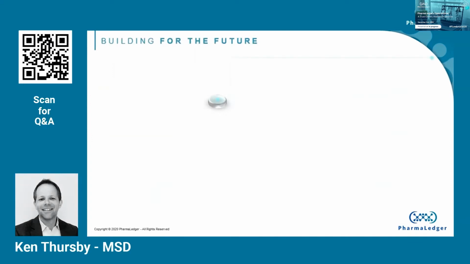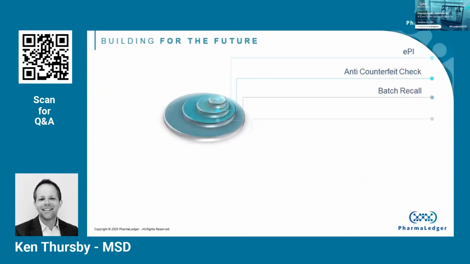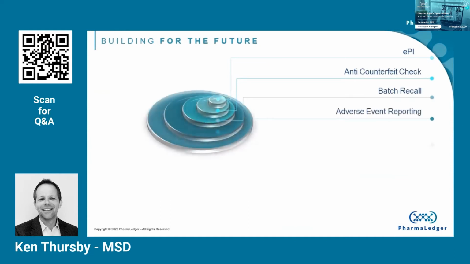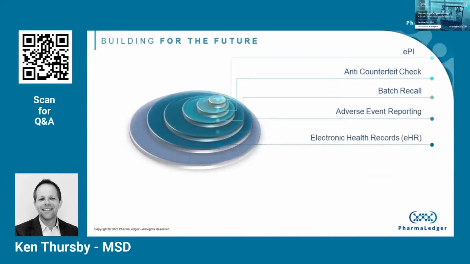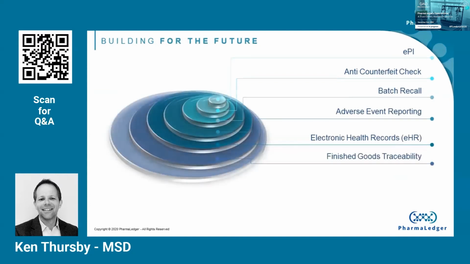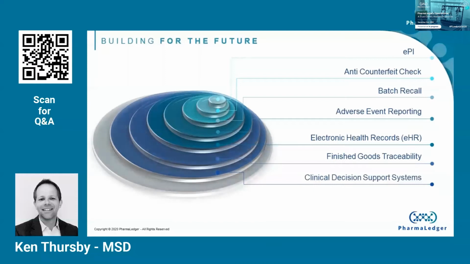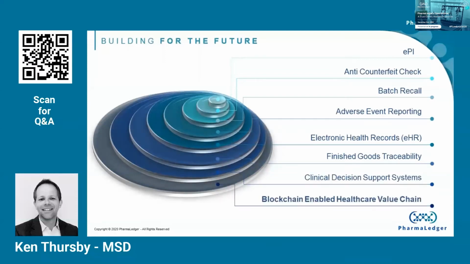Okay, so when we look at building the future with a connected healthcare system, we can see that EPI is one use case. You could build EPI as a use case with other technology, but the benefit of blockchain is it allows layering in of additional use cases and value towards this blockchain-enabled healthcare value chain. So all these use cases layering on top of each other add more value to the ecosystem players. So with that in mind, we're going to talk about another one of these use cases that can be layered in, which is the anti-counterfeit check.